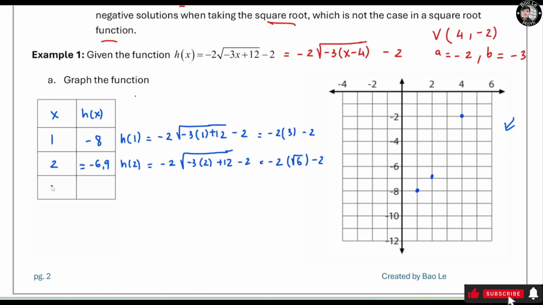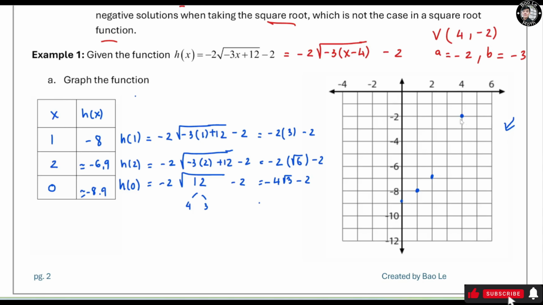Now what if s equals 0? So we have h of 0, and this one is the y-intercept, right? -2 square root of (3 times 0) plus 12, the 3 times 0 equals 0, right? So it could be 12 right here, minus 2, right? Now 12, we can split this one into 4 and 3, right? Bring the 4 outside, it could be 2, right? So we have -4 root 3 minus 2, right? It's going to be approximately -8.9, right? So -8.9 is close to 9, so it could be somewhere right here, right?